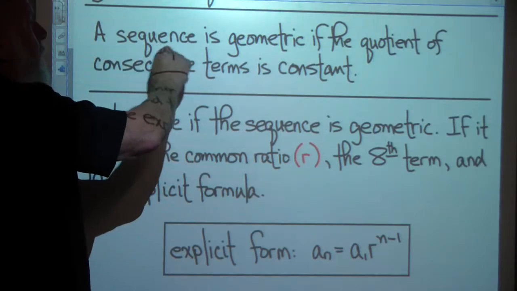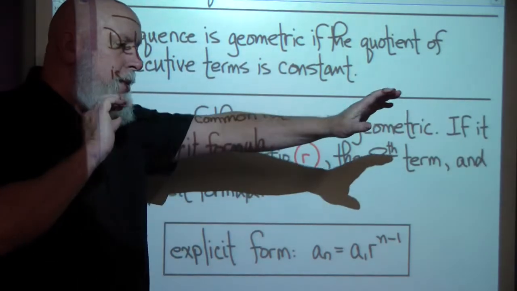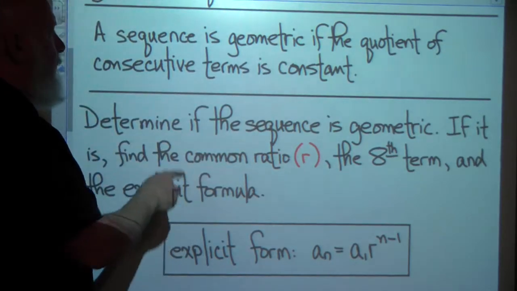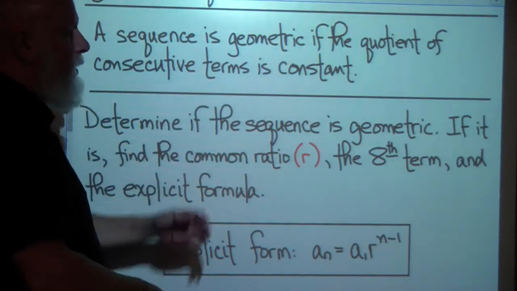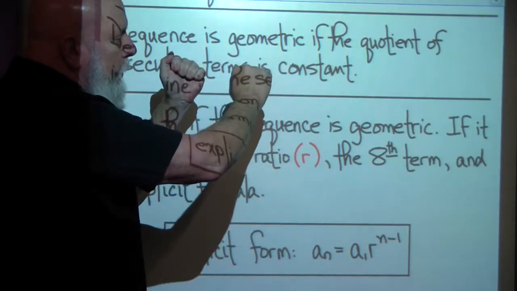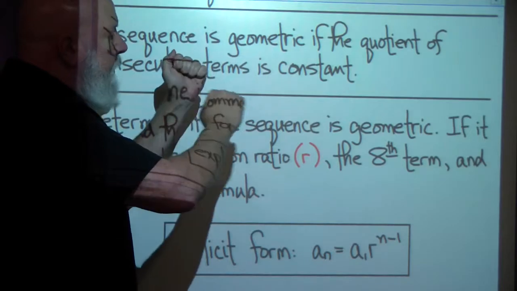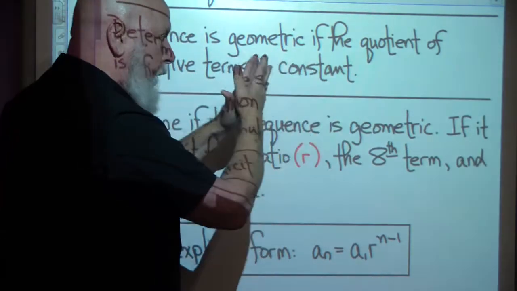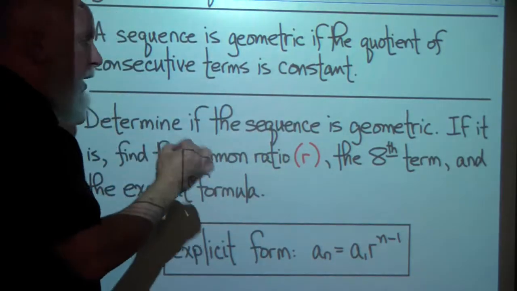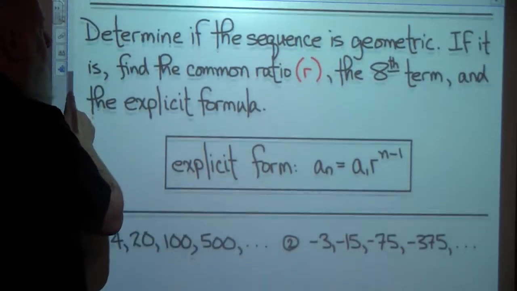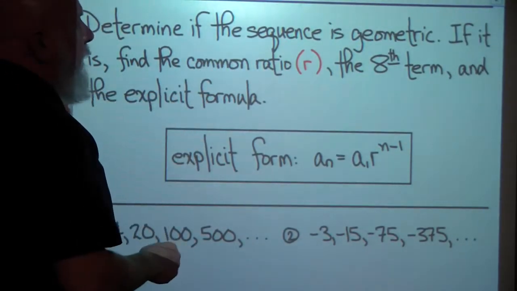A sequence, that's a bunch of numbers in a row that have commas in between them, is geometric if the quotient of consecutive terms is constant. So if you have a term here, a comma, and a term here, and you divide the one on the right by the one on the left, you'll get a number. And if you do that for every single consecutive pair of terms and you get the same number, then the sequence is geometric.